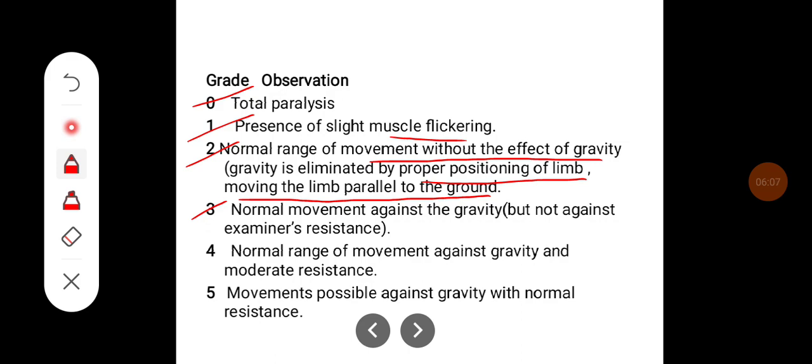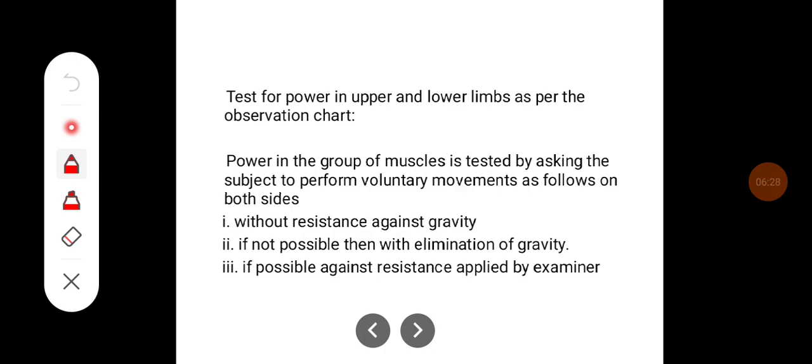Grade 3 is normal movement against gravity, but not against the examiner's resistance. Grade 4 is normal range of movement against gravity and with moderate resistance, whereas grade 5 is movement possible against gravity with full resistance. So the power has to be assessed in all the groups of muscles, in the upper limb as well as in the lower limb.